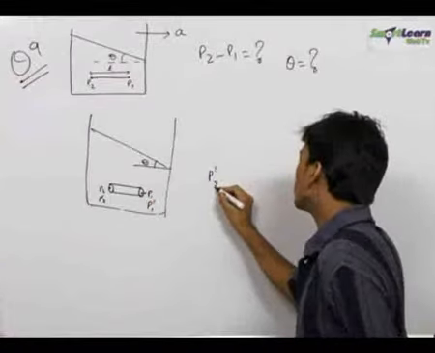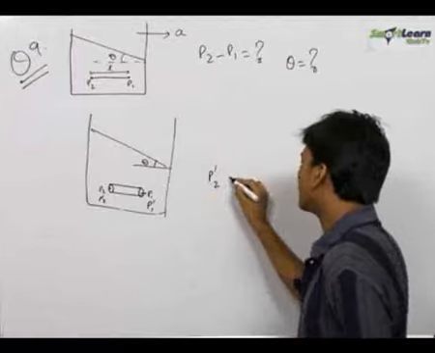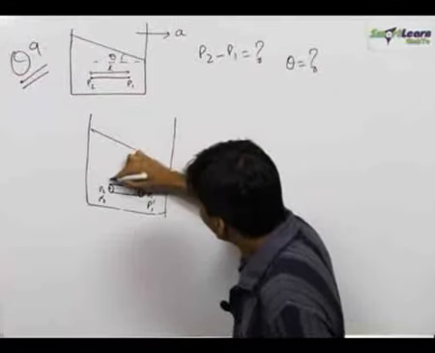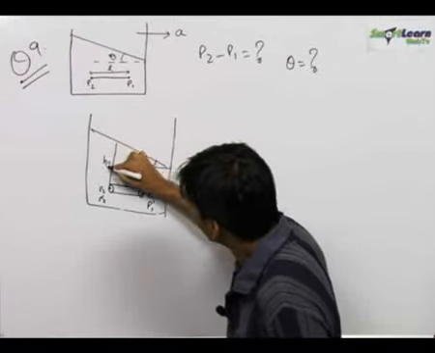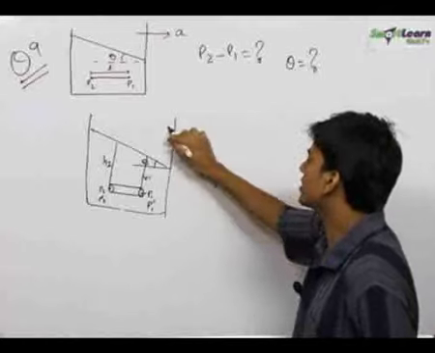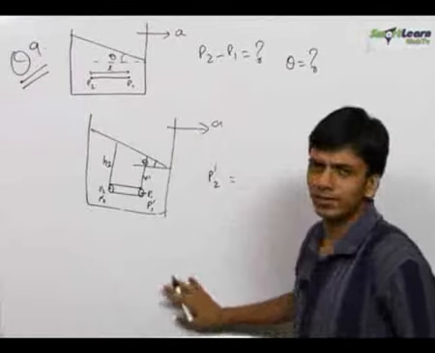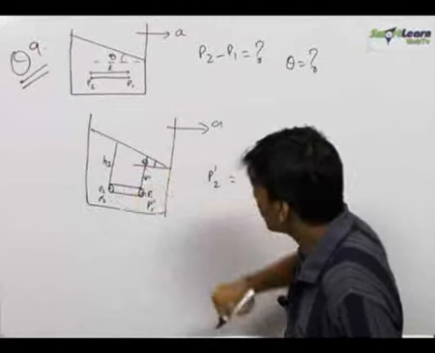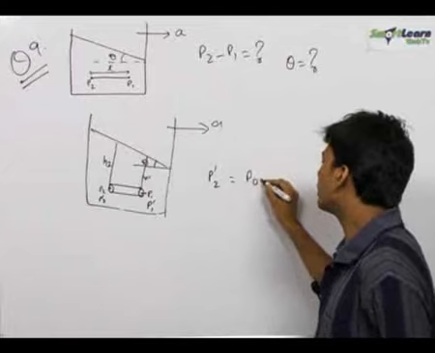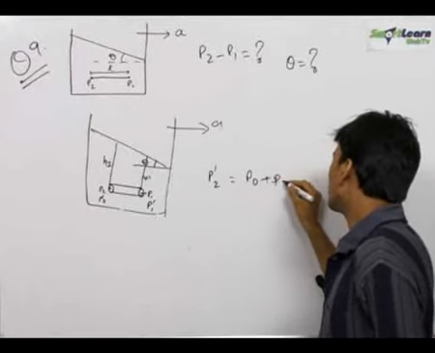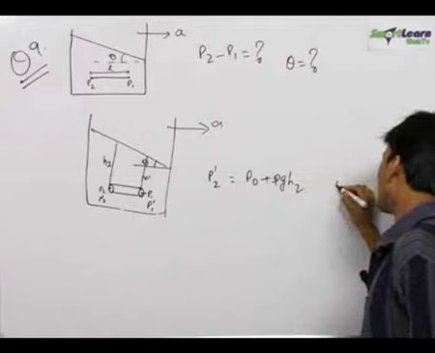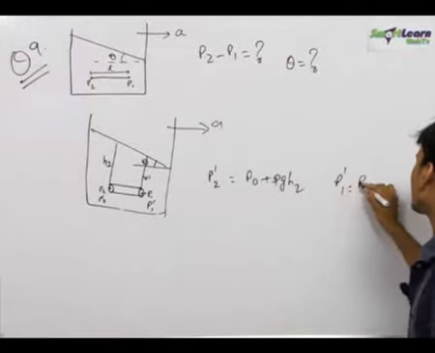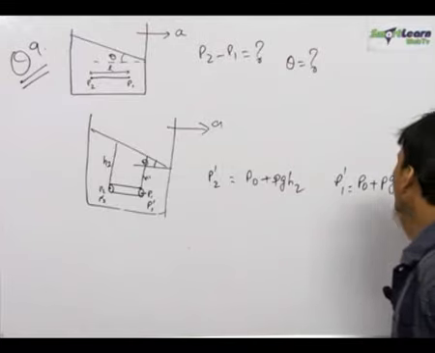Now P2 dash, that is the pressure at P2, can be written as, let this height be h1 and let this height be h2. Since there is no acceleration in the vertical direction, the vertical direction's equations do not change, and therefore we can write the pressure at point P2 to be equal to P naught, that is the atmospheric pressure, plus rho g h2. Similarly, the pressure at P1, that is P1 dash, can be written as P naught plus rho g h1.